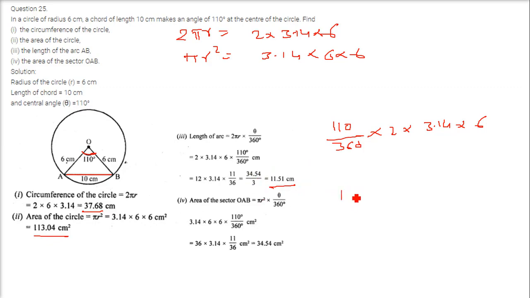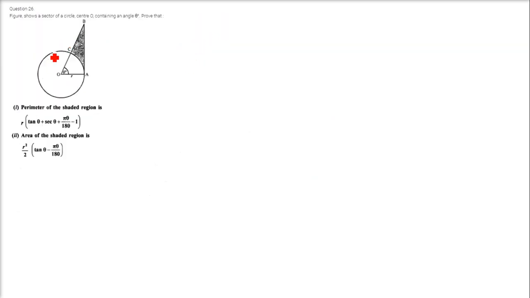And how about the area of this sector? That is theta by 360 into pi r square, 3.14 into 6 into 6, and this is going to come as 34.54 centimeters squared.